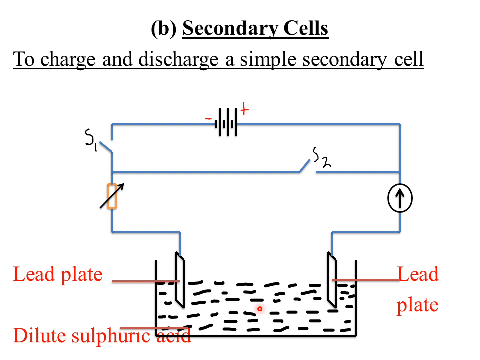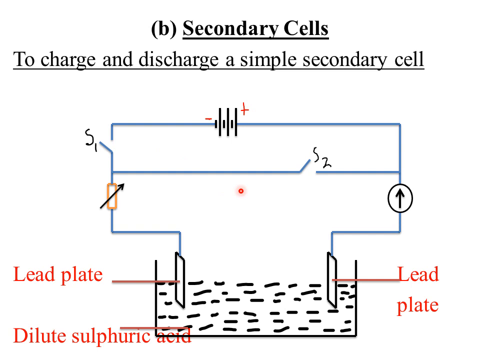Then we also need a charging battery. This is our charging battery. Then you also need a zero-centered ammeter. This is our zero-centered ammeter. Sometimes you can also use what we call a galvanometer, with a pointer. Then we need connecting wires. These are our connecting wires.